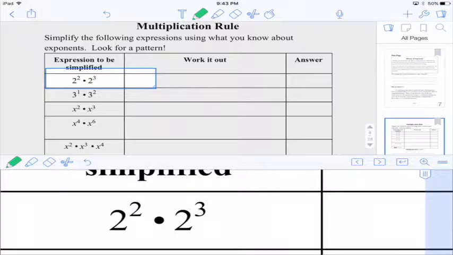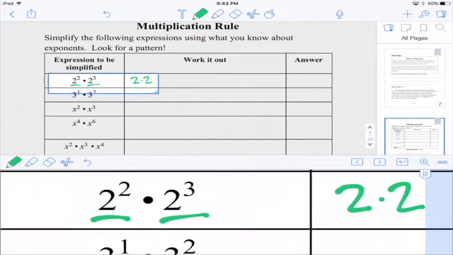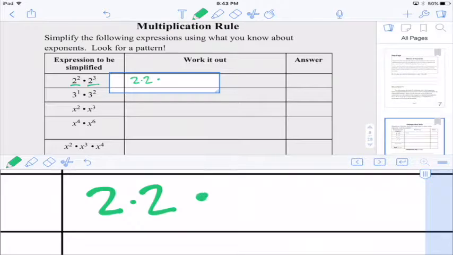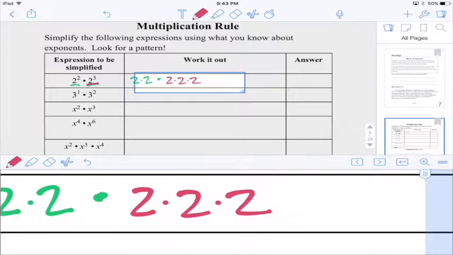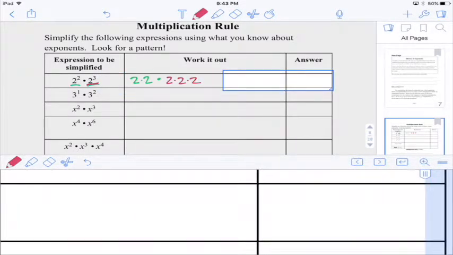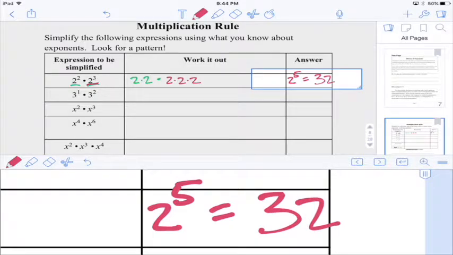What we're going to do is we see that we have 2 squared times 2 cubed. So what that means if we expand it is 2 times 2, that's our 2 squared, times our 2 cubed. This would be 2 times 2 times 2. If we put all of that together, this really means 2 to the 5th power, right? 1, 2, 3, 4, 5. So 2 times 2 is 4, times 2 a third time is 8, times 2 a fourth time is 16, times 2 a fifth time is 32, and you can use your calculator.